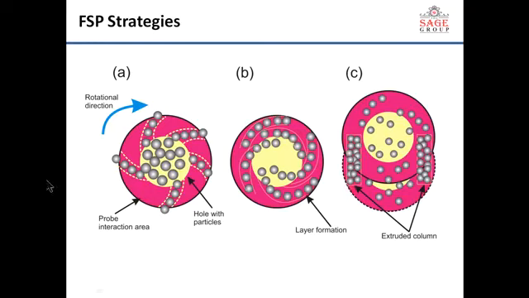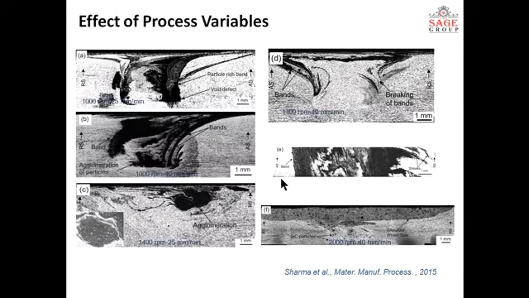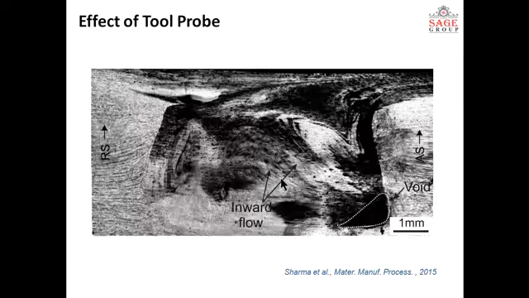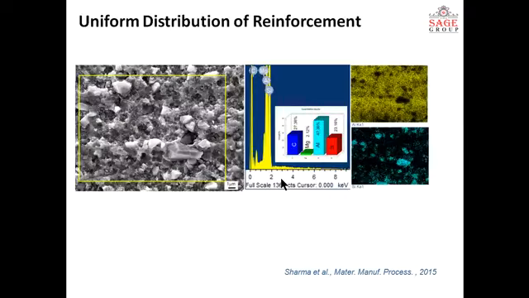This is schematically when we put some particles in a hole and the tool rotates about its axis, they move in that fashion. So this is the schematic presentation of how the ceramic reinforcement particles move during processing. These are the micrographs which are formed by using friction stir processing. And this is the EDS map. This shows the uniform distribution, a very high magnification EDS map.